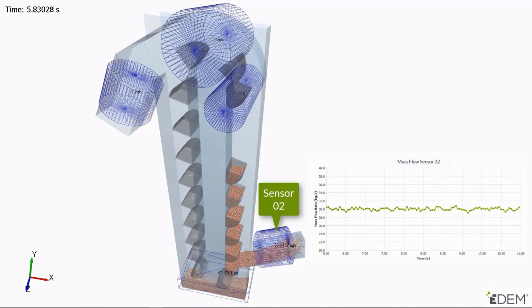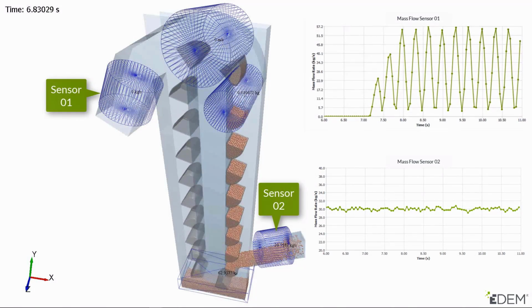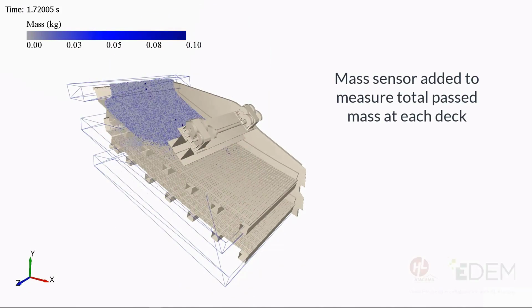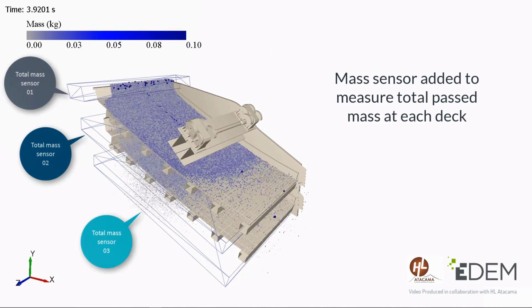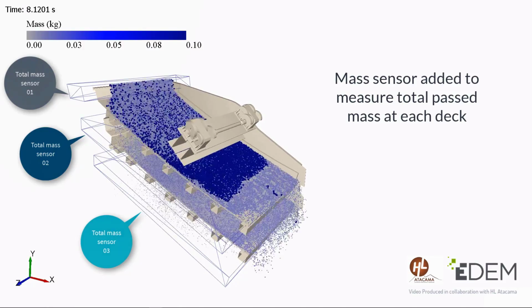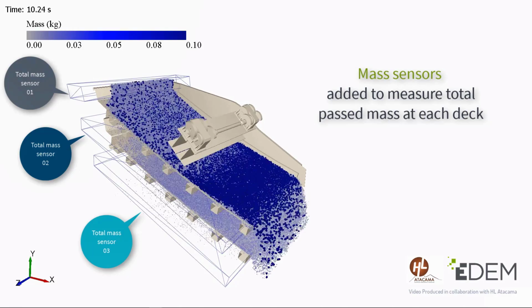And here, we can see. And finally, we can see a vibration screening process, where total mass sensors were added to measure the total pass mass at each different deck. So we can see number 1, 2, and 3.